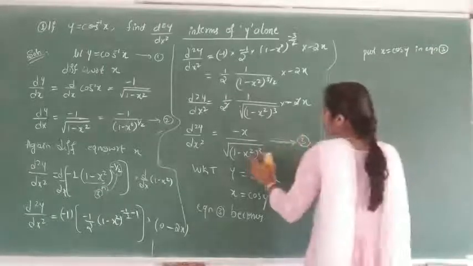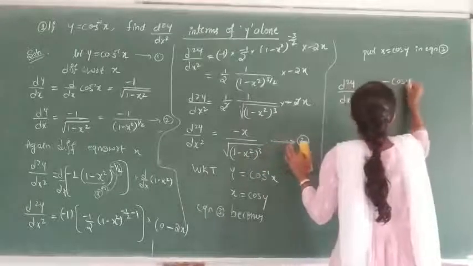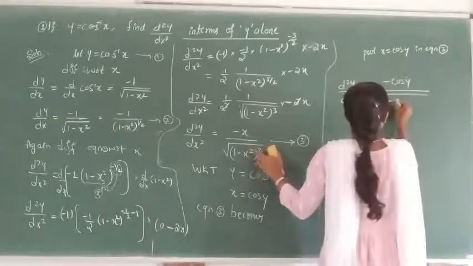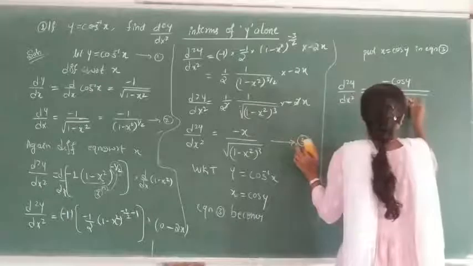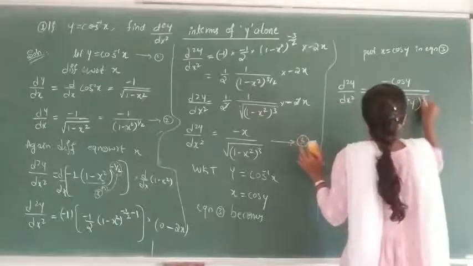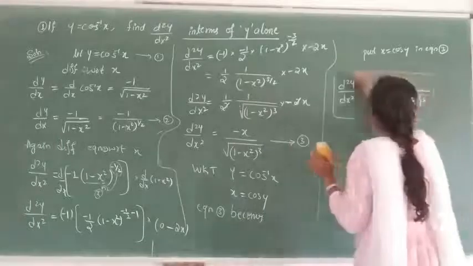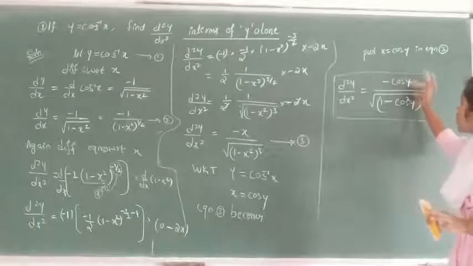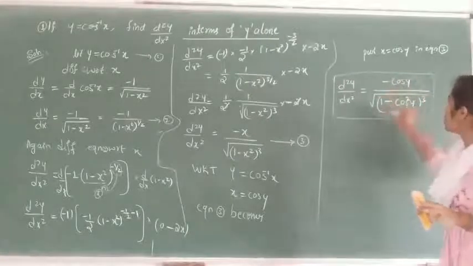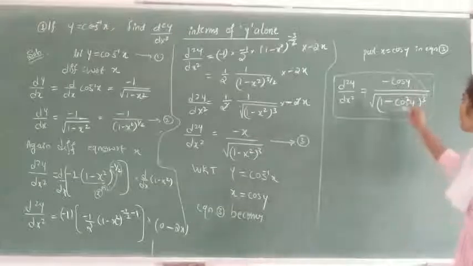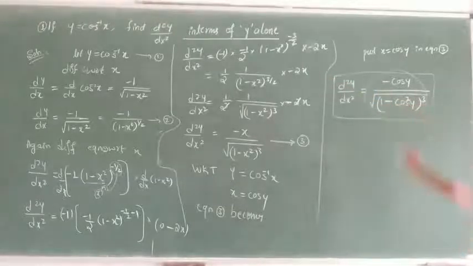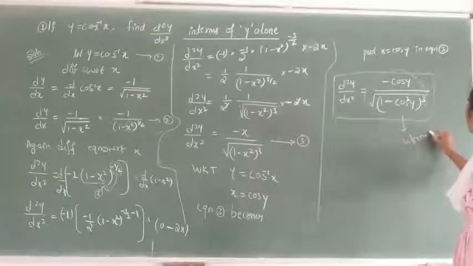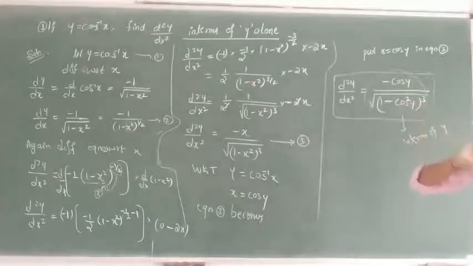What happens? d square y by dx square becomes minus cos y divided by square root of 1 minus, in place of x I write cos y, that is cos square y whole cube. This is our second order derivative, which we got in terms of y alone. Observe, is there any x term here? No. So this answer is in terms of y alone.